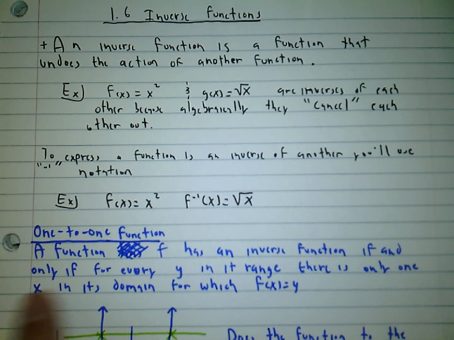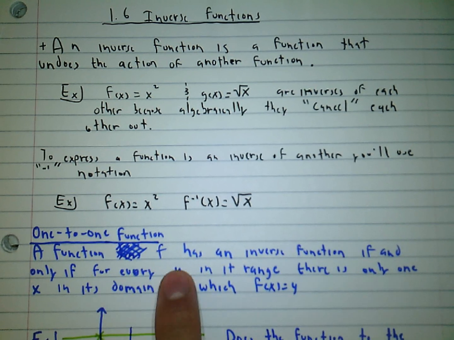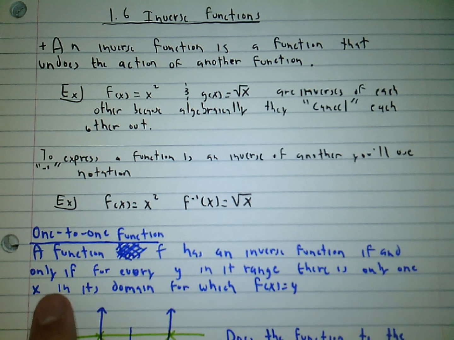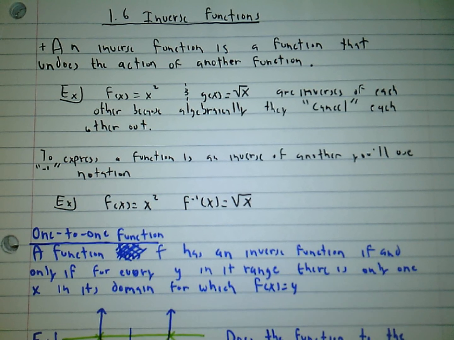A function f has an inverse if and only if for every y in the range there is only one x value in its domain for which f of x is equal to y. That is just a fancy way of saying that every single point on that graph has to be unique. For every x value, there has to be a unique y value. So if you plug in 1 and you get 3 out of it, there is no other x value that would give you a 3. That's what it means to be a one-to-one function.